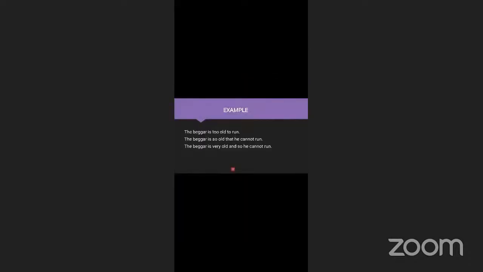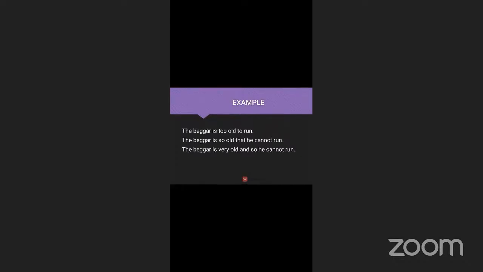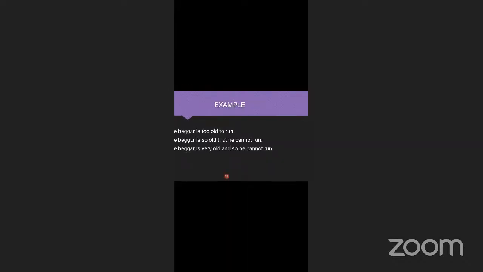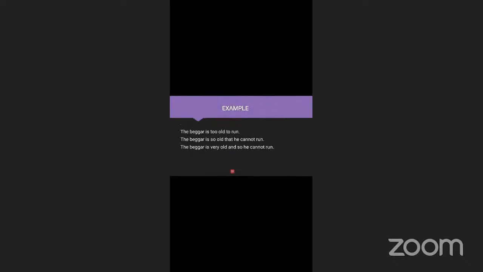The beggar is too old to run. The beggar is very old. Instead of saying very old, we used too old. The beggar is too old, that means very old. That is the reason; the beggar is too old. That is why we took this as the result. Okay, the beggar is too old means the beggar is very old.